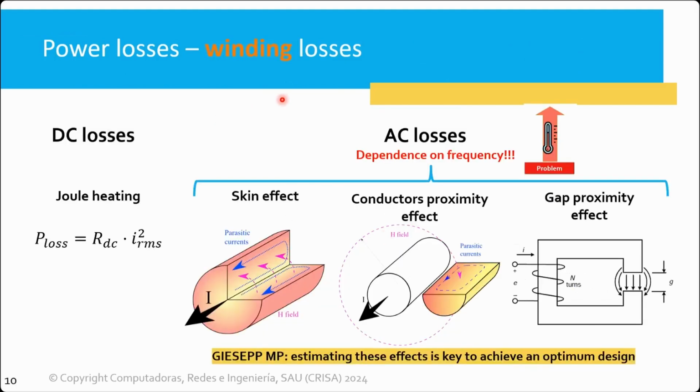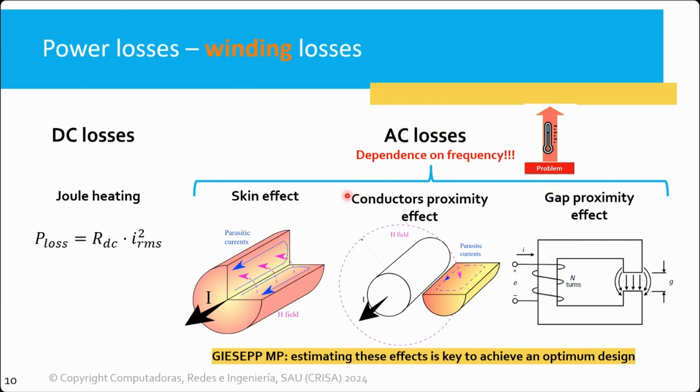The next type of power losses in the magnetic components are winding losses, and they can be grouped in DC and AC. The DC is what most of you know, which is the Joule heating. Basically, it depends on the DC resistance of the wire and the current that is flowing through it. Now the AC losses depend on the frequency. So again, as we said before, we need to increase the frequency. Therefore, the higher the frequency, the worse power losses we have in these components.